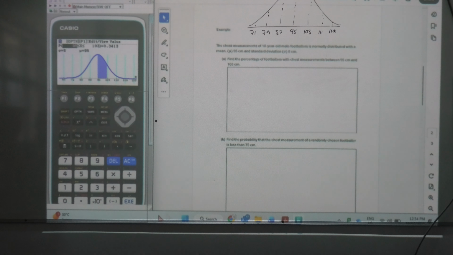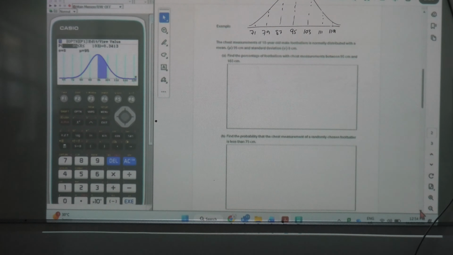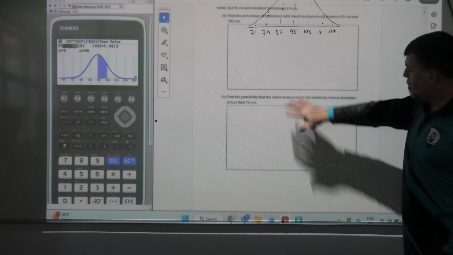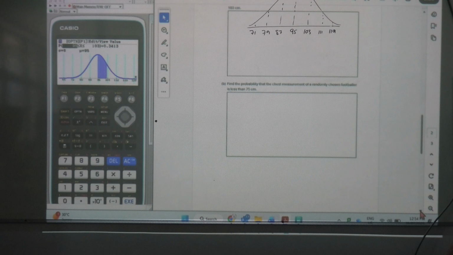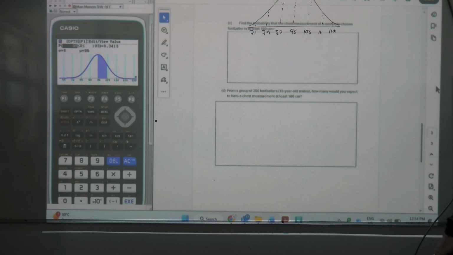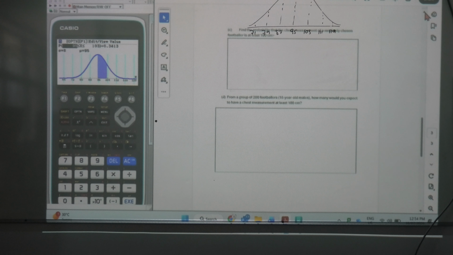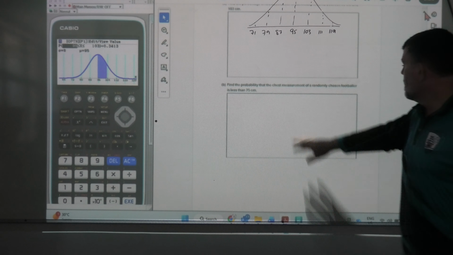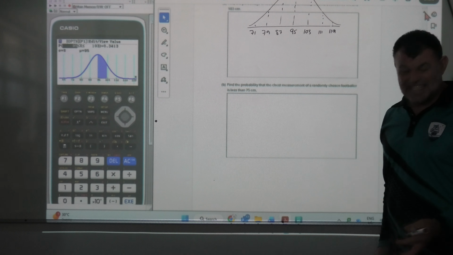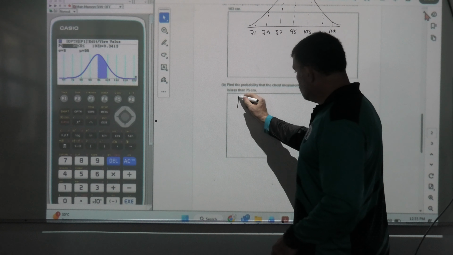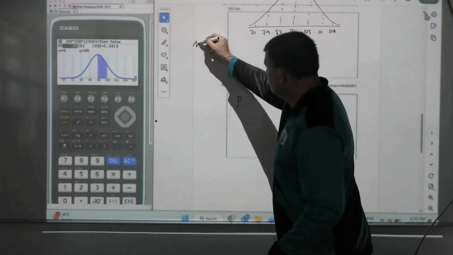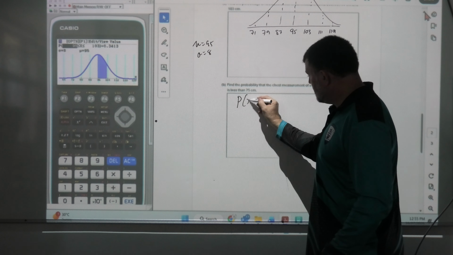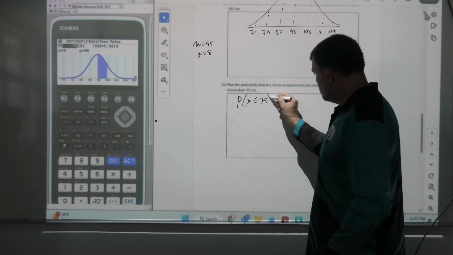So let's scroll up for our next example. The second example says, find the probability that the chest measurement of a randomly chosen footballer is less than. So in this case, the mean and deviation are still the same. They haven't changed. So our probability now is less than or equal to 75.